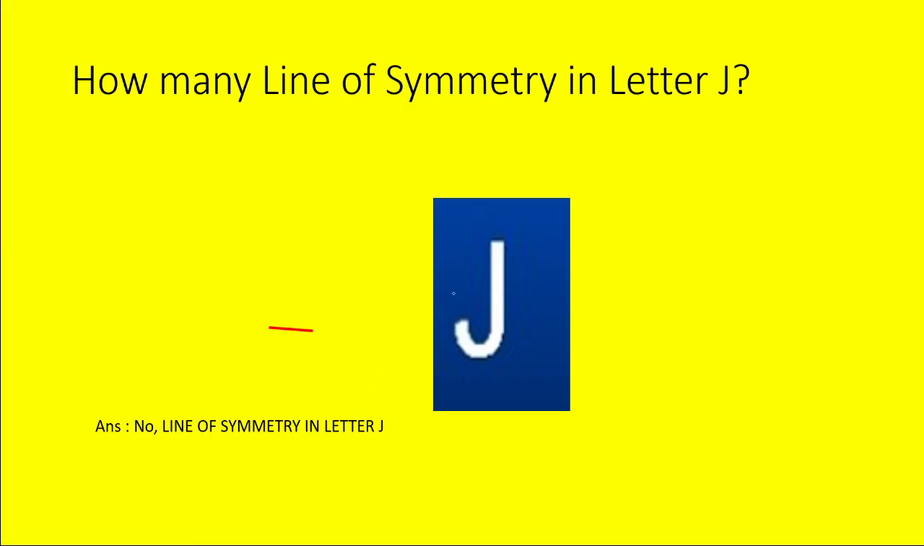No line of symmetry in letter J, because if you cut it in this way, you will not get two identical halves. This half is not equal to this half. So here you will see no line of symmetry in letter J. With this we come to an end.